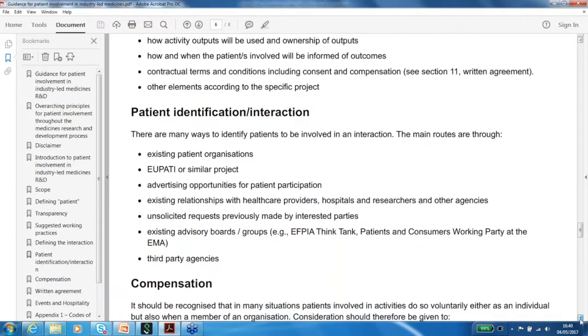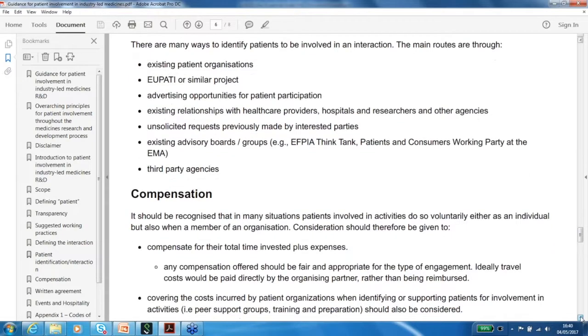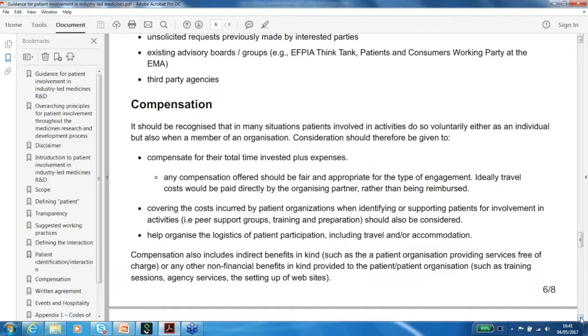Then on to compensation. We had a very thorough discussion about compensation, but we didn't go into the level of what the fees should be, although a number of our industry partners were looking for that level of detail. We just weren't able to go into that discussion. But what we have said is that we recognise that many patients are involved in activities as volunteers, but they may also be a member of an organisation, or may need to take holiday to be involved. We wanted to make sure that patients were compensated for their total time invested, including any expenses. We wanted to make sure that any compensation offered would be fair and appropriate for the type of engagement. But as I say, we haven't gone into the level of detail of defining what that is.